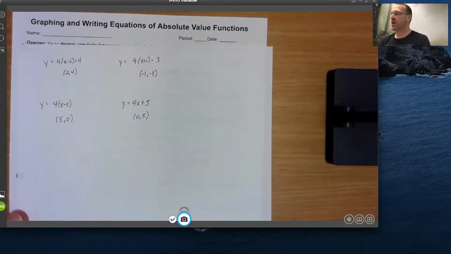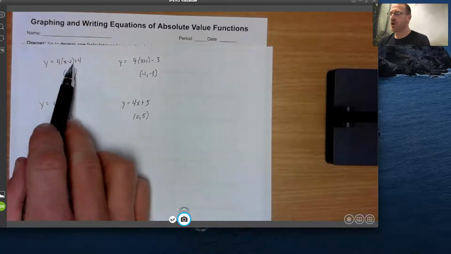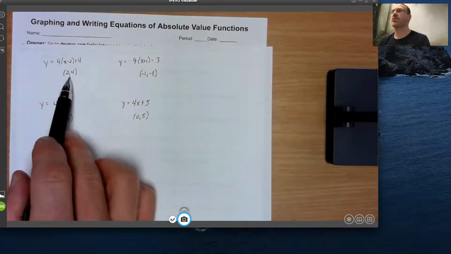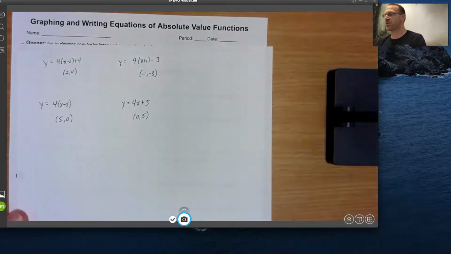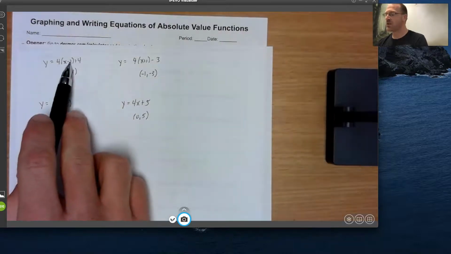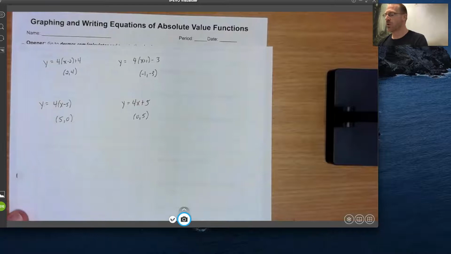Now, what we talked about on the line is that this could be any point on the line, right? So we might not see 2, 4 if we're writing the equation. Somebody else might pick a different point, right? But we know when we see this, this is 2, 4. Now, here's what I want you to translate.